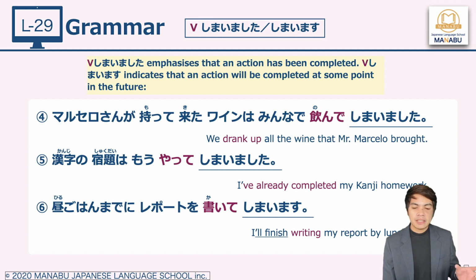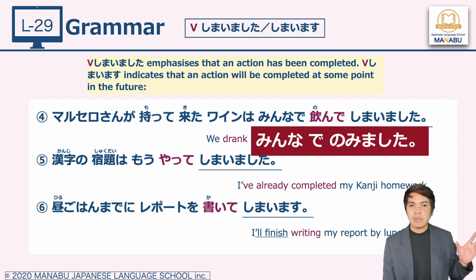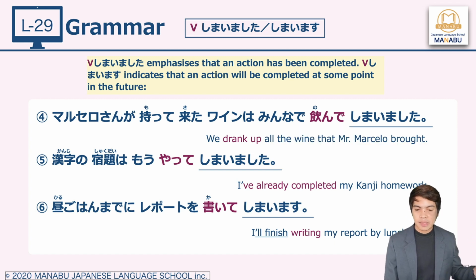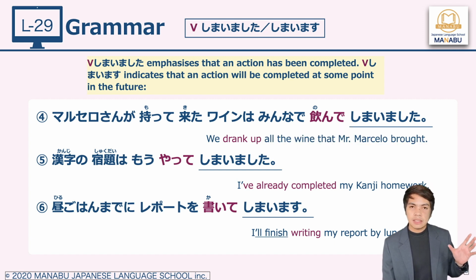So, if we compare when we say minna de nomimashita, so everyone drank the wine, but it doesn't mean that everyone drank up all the wine. So, when we use the nonde shimaimashita, it will be clearer that they completed or they drank up all the wine.